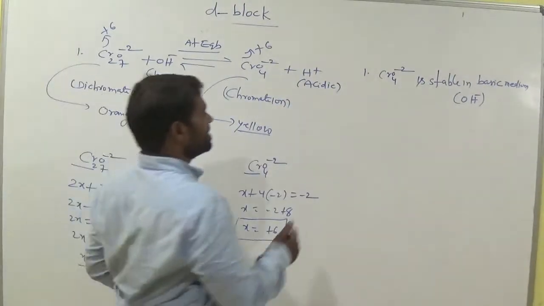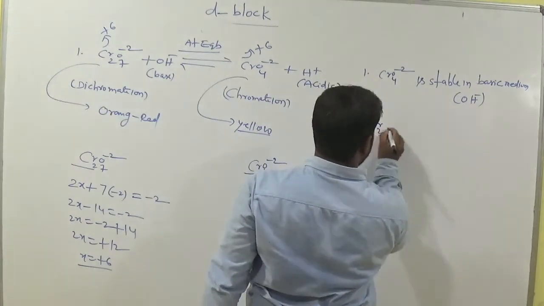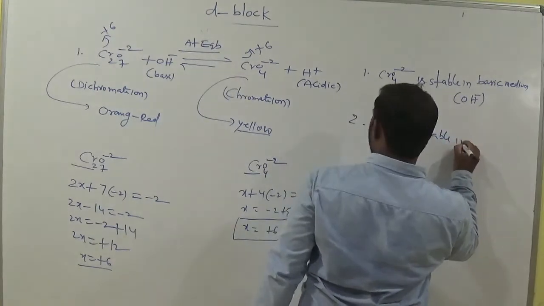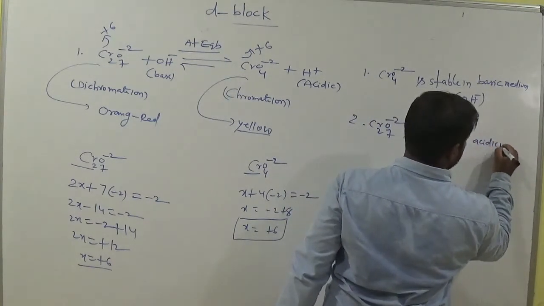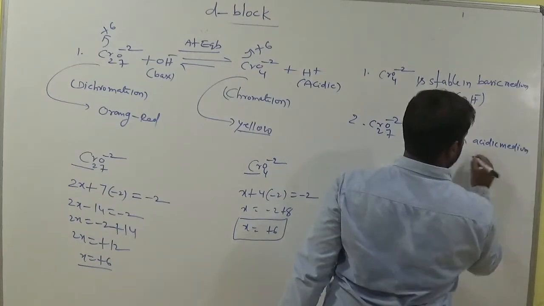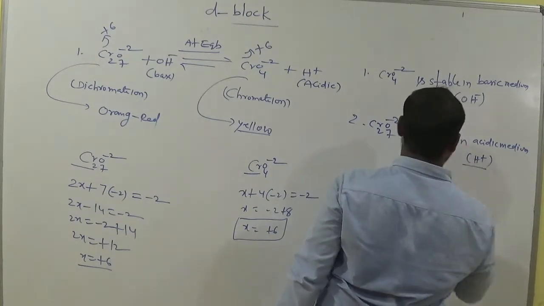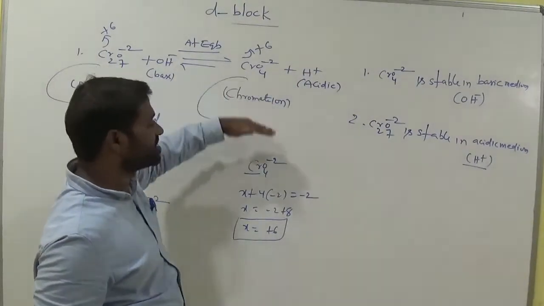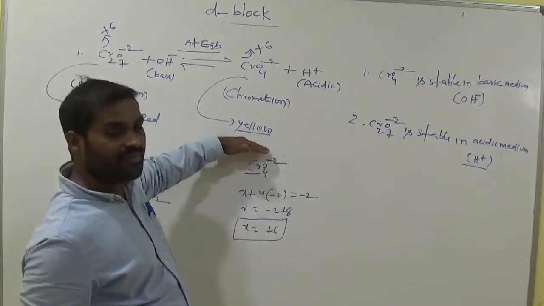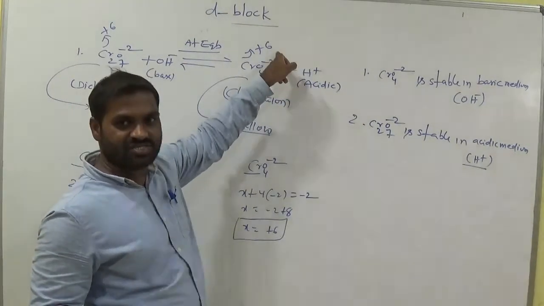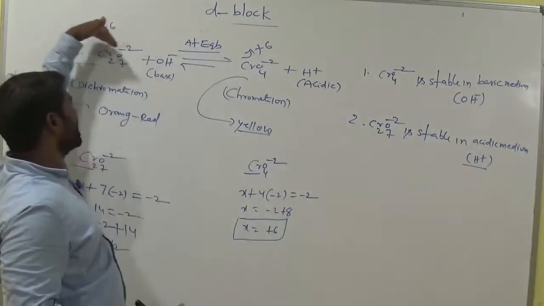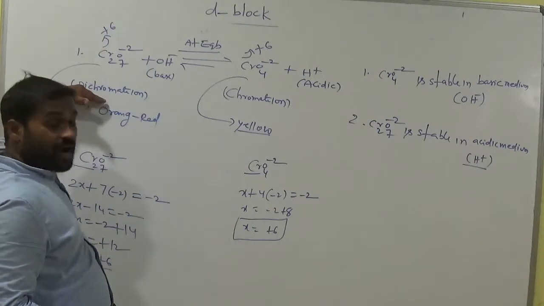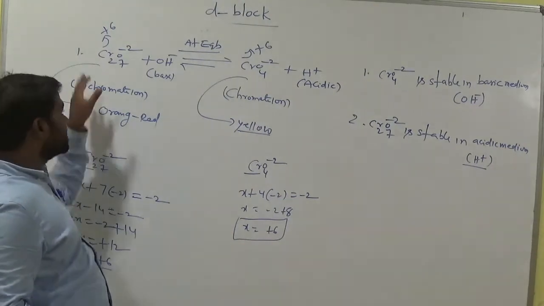In which medium is it stable? Base. Let us come to Cr2O7 minus 2, which is stable in acidic medium, that is H plus. Let us follow this reaction. This is chromate ion, which is yellow in color. When we add acid to this solution, what happened? It immediately gives Cr2O7 minus 2. Dichromate ion is formed, which is orange red in color. It is formed, so it is stable.